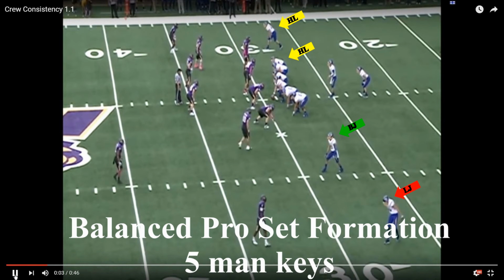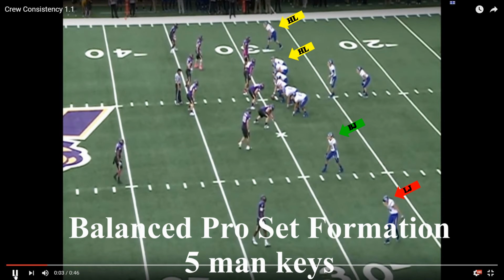As in previous examples, the yellow arrows indicate the head linesman's keys. The red arrow indicates the line judge's key, and the green arrow indicates the back judge's key. You may have noticed that initially the running back appears to be a blocker, but then will run a short route to the head linesman's side. The head linesman is responsible for this potential receiver as well.